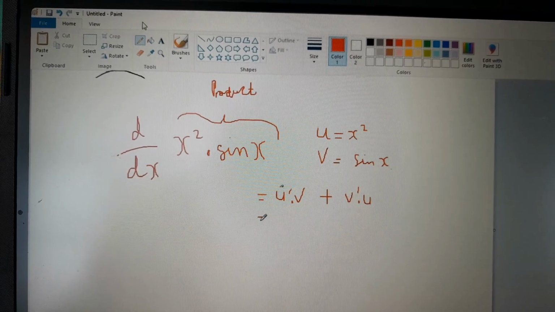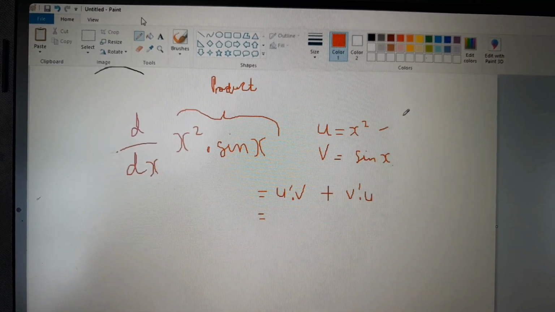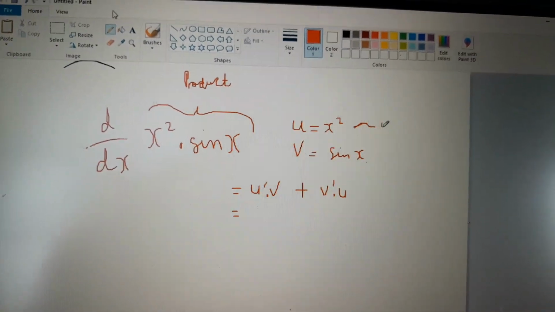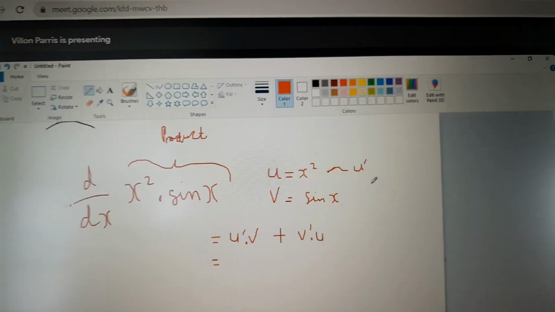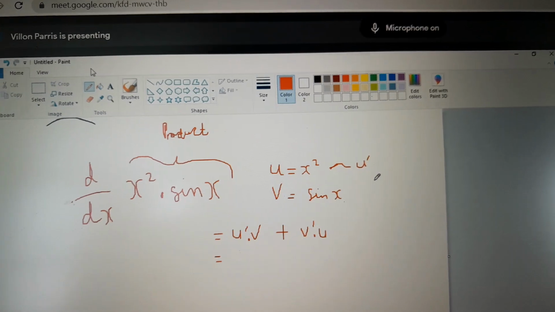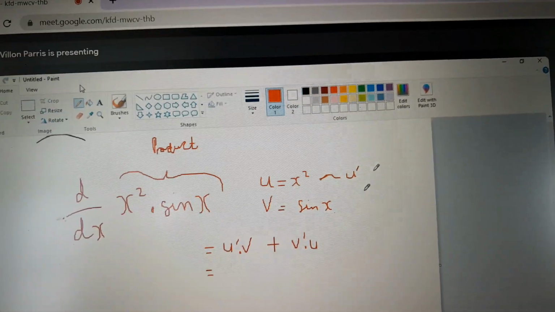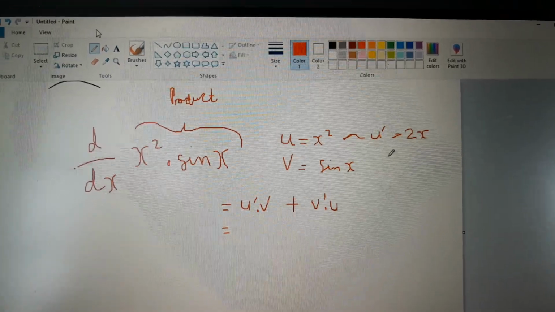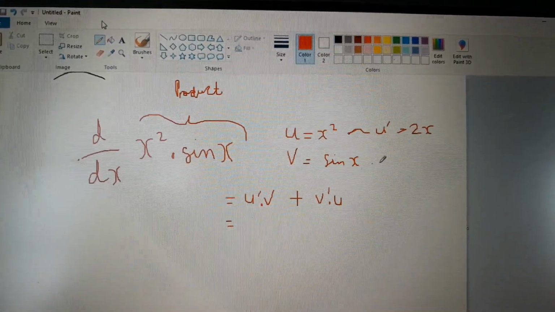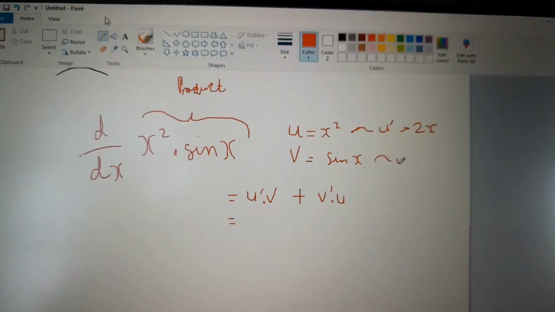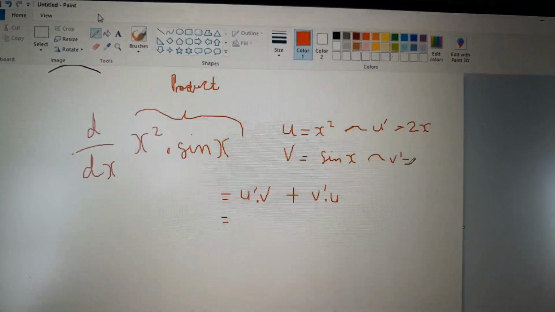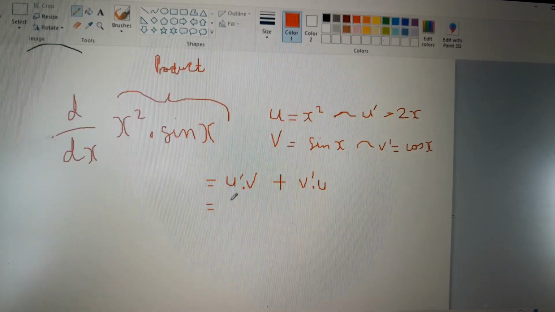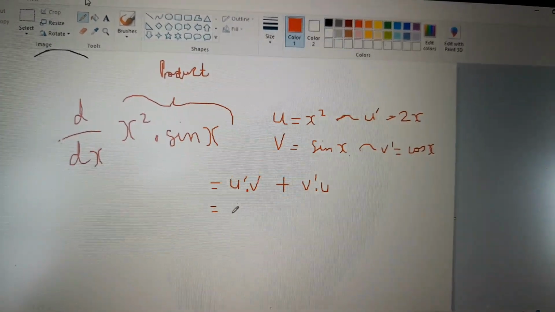So let's get our derivatives quickly. What's the derivative of x squared? When I differentiate x squared, what will we get? 2x, sir. Wonderful, 2x. When we differentiate sine x, what do we get? Cos x. Wonderful. Great, so all we need to do now is just plug these into our formula.